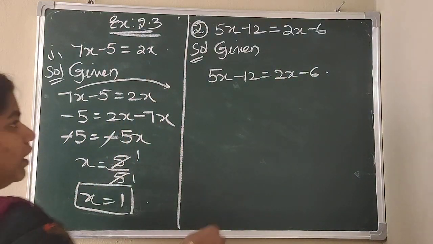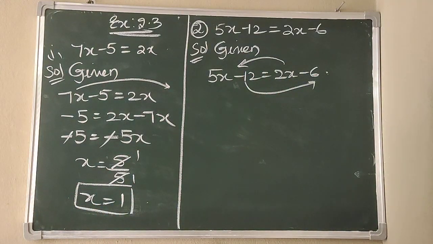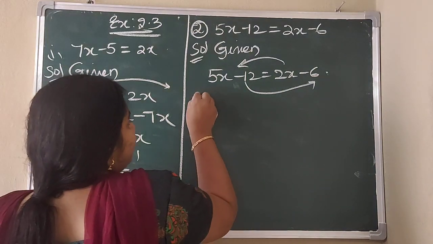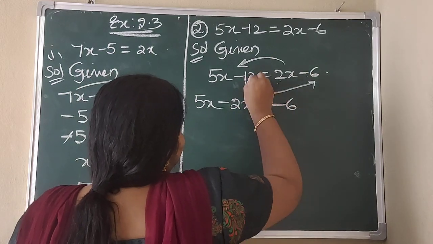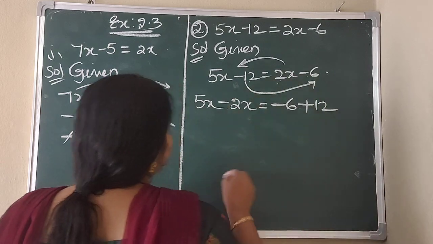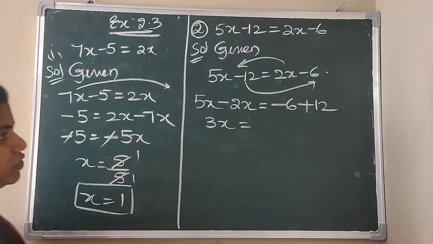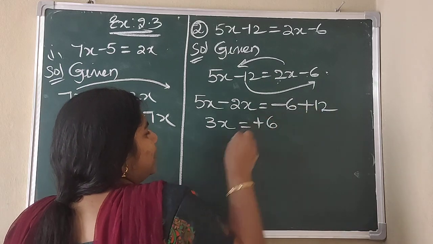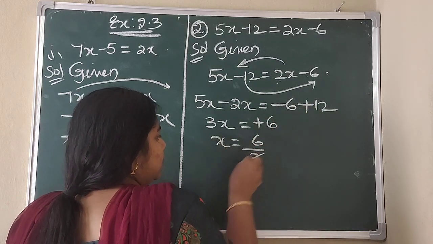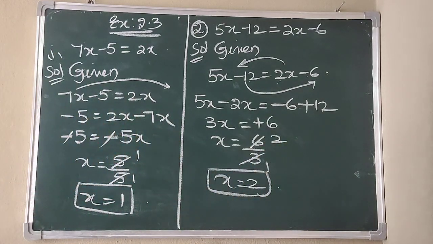Now bring this 2x to this side and take that minus 12 to the other side. So the plus value will become minus and the minus value will become plus. So 5x, and this plus will become minus: minus 2x is equal to minus 6. This minus 12, if you transpose, will become plus 12. So 5 minus 2 is 3. So 3x is equal to minus 6 plus 12. Minus into plus will be minus. 12 minus 6 is 6, and the bigger number's sign is plus. So the x value will be 6 by 3. 3 ones are 3, 3 twos are 6. So what is the x here? x is nothing but 2. So after solving this second one, you got the x value as 2.